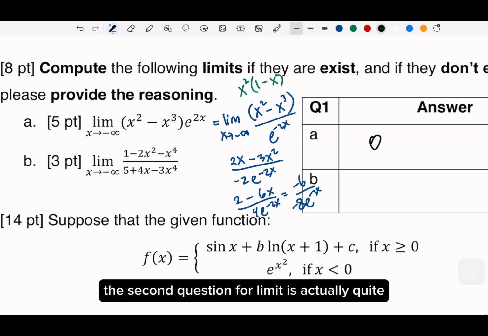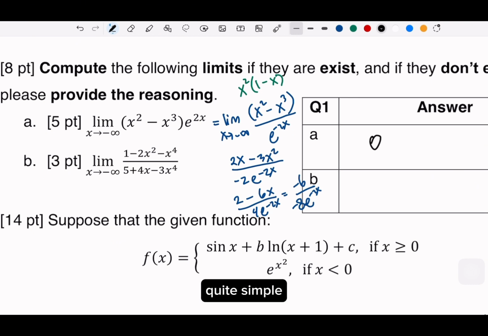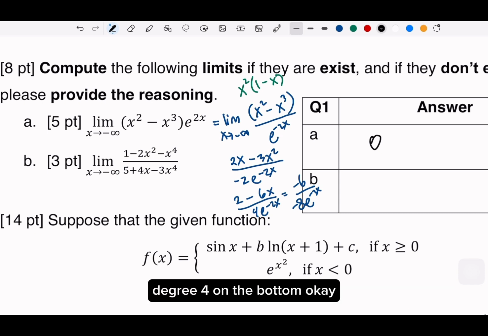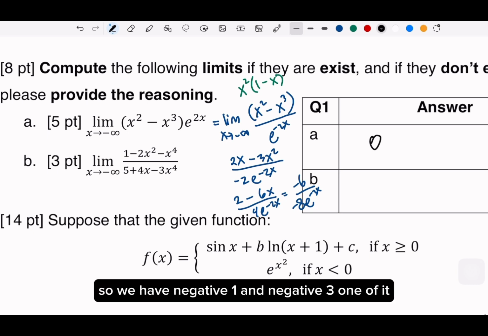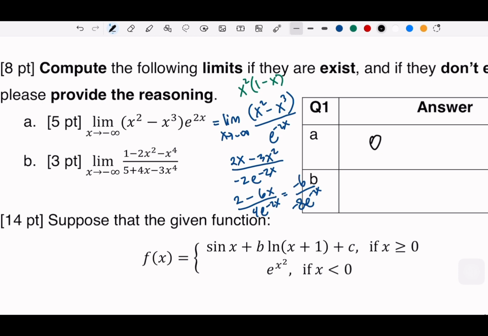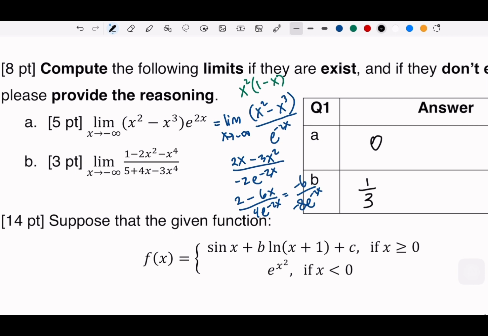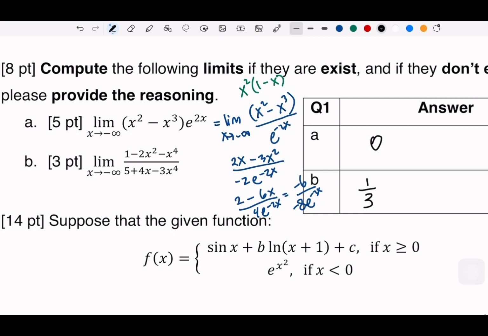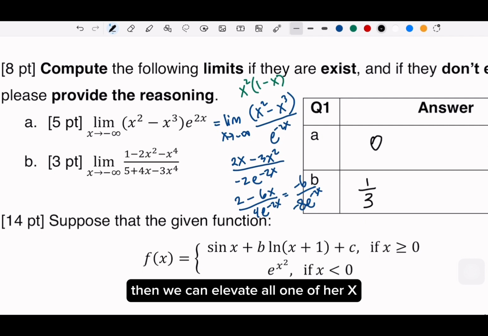The second question for limit is actually quite simple. If you remember, we have the degree 4 on the top, degree 4 on the bottom. So we have -1 here and -3. So it should be 1/3, right? It's actually divided by the highest degree of x. So with 1 over x going to 0, then we can eliminate all the 1 over x.